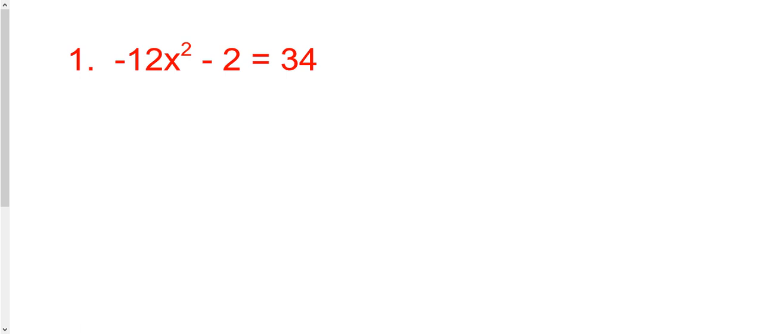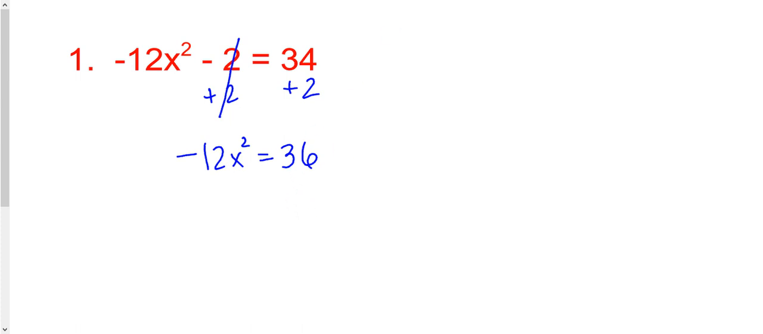Remember, whenever we solve an equation, I work in reverse order of operations. So I'm going to start by moving things that are being added or subtracted, which in this case is that minus 2. The opposite of subtracting 2 is to add 2. So I'm going to add 2 to both sides. Those are going to cancel out here, which leaves me negative 12x squared equals 34 plus 2 is 36.